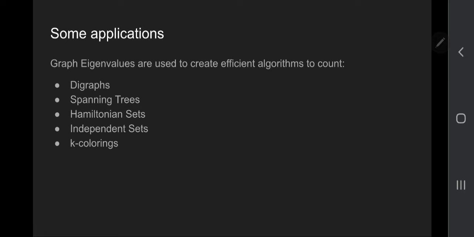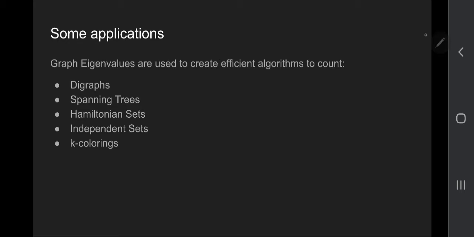As you can see on this slide, we see a number of mathematical objects, such as digraphs, spanning trees, Hamiltonian sets, and k-colorings that we looked at in this class. And the interesting thing is that graph eigenvalues help us create efficient algorithms to count all of these things. And so the methods that we used in our homeworks to count, for example, the spanning trees of a graph or Hamiltonian sets of a graph, we can create much faster and more efficient methods for them using the theory of graph eigenvalues.